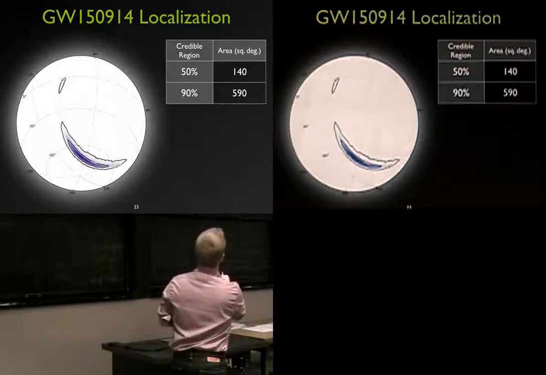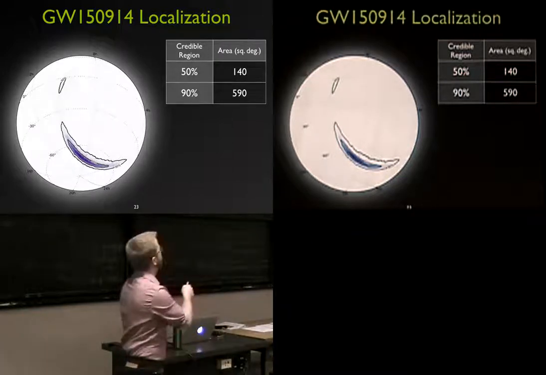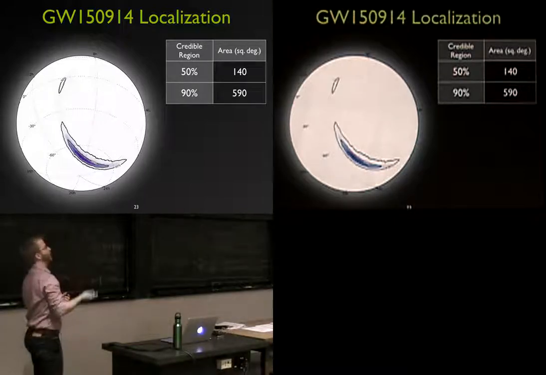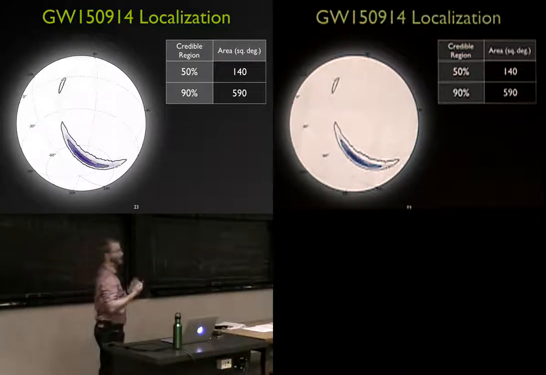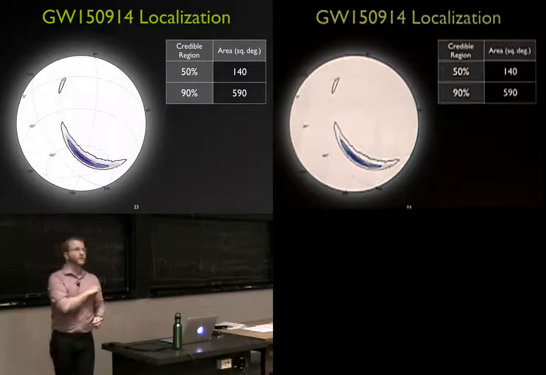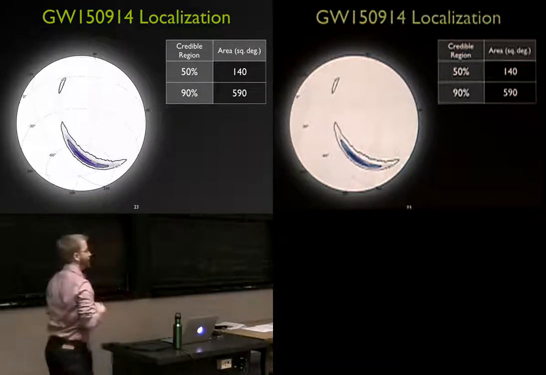If you search this whole area that we highlighted here, you have a 90% chance of having the source be found, or at least you pointed at the source, whether or not it emitted any electromagnetic radiation. So those are our sky maps. The 50% area is about 140 square degrees, and the 90% area is about 590 square degrees.